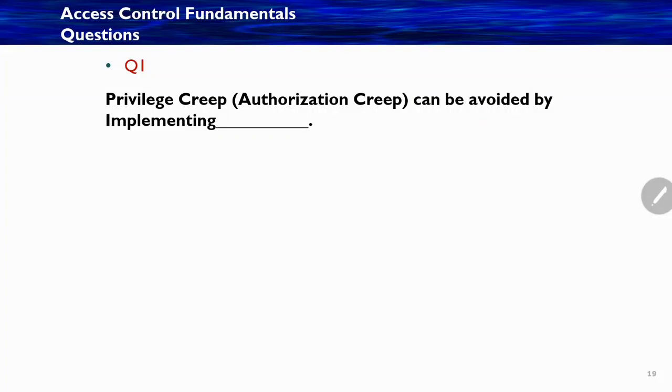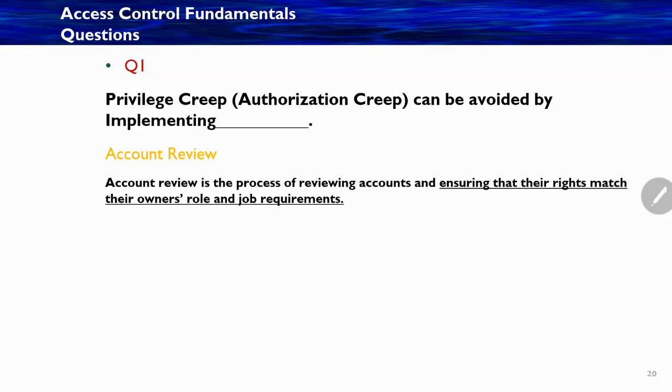So the answer is account review. So the authorization creep can be avoided by implementing account review. And the account review definition is the process of reviewing accounts and ensuring that their rights match their owner's role and job requirements.